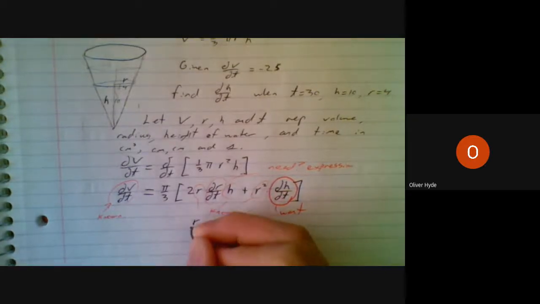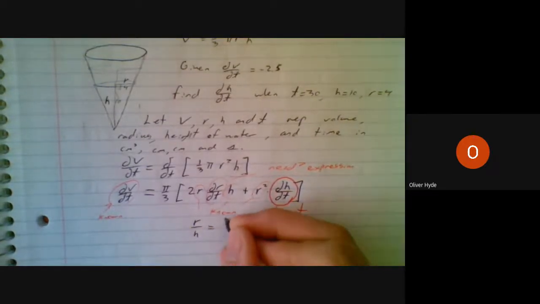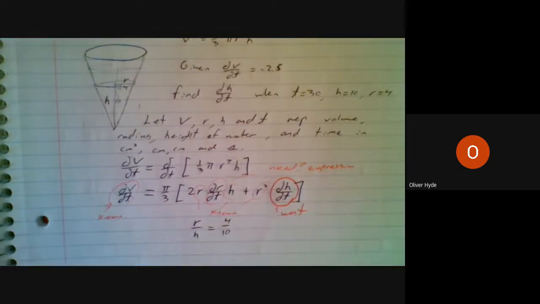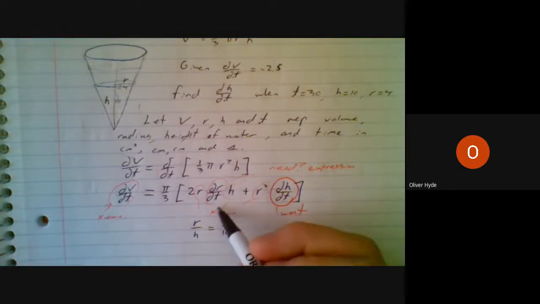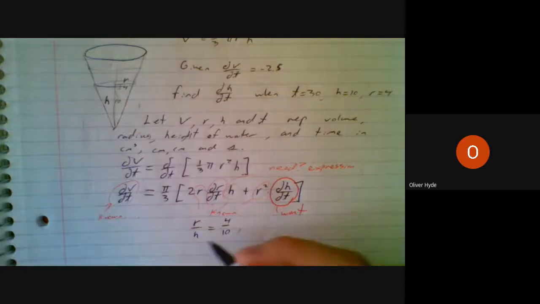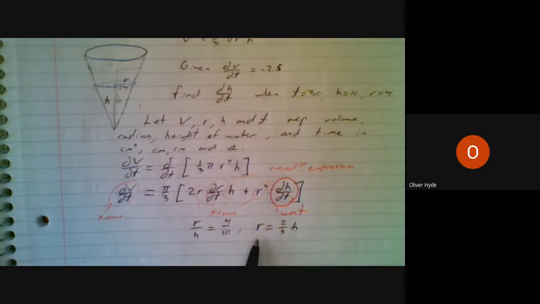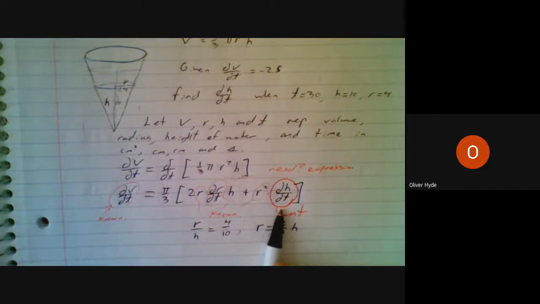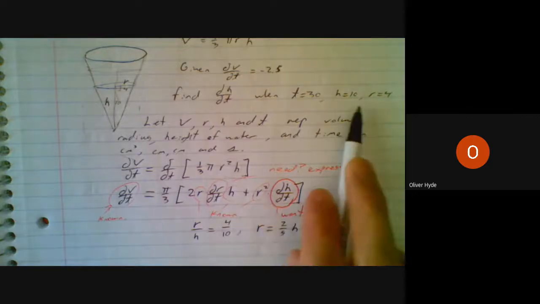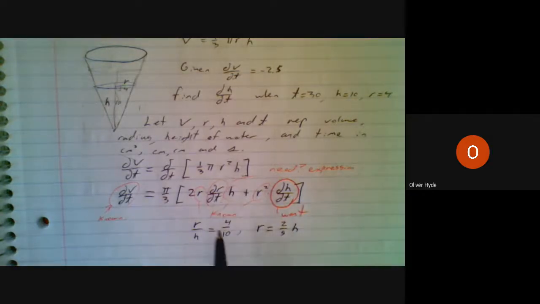Let's see, I know the ratio of r to h is going to be 4 to 10 at all times in this triangle. Since I'm trying to find dr by dt, this one time I think I'll isolate. I'll get r is going to be 2/5 of h. Now I could actually substitute in every instance of r with 2/5 of h. I don't think it's a great strategy because, like I said, I already know what r and h are. It's just this expression that I need.